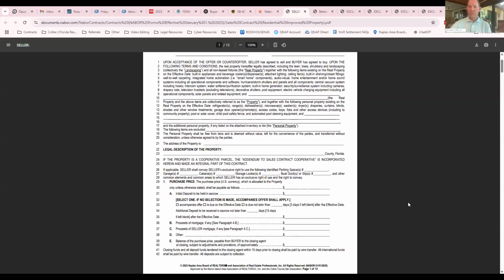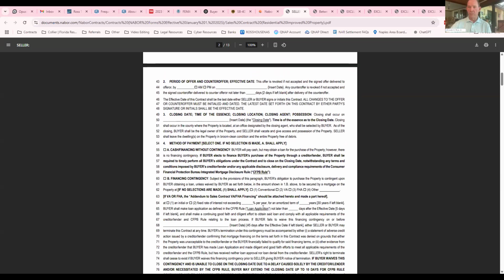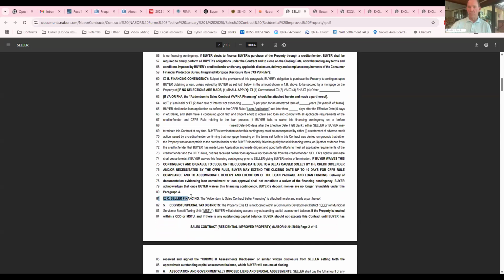So let me show you the sales contract again. I think this is just the standard sales contract. Yeah, this is a standard NABOR sales contract. So if you are doing seller financing, you're going to put on line 37 the amount of that loan. So Dad, you mentioned maybe a 50% loan. I think that's a good low risk opportunity for a seller to entertain. You'd put that there. You would then, on line 81, check the box for seller financing.